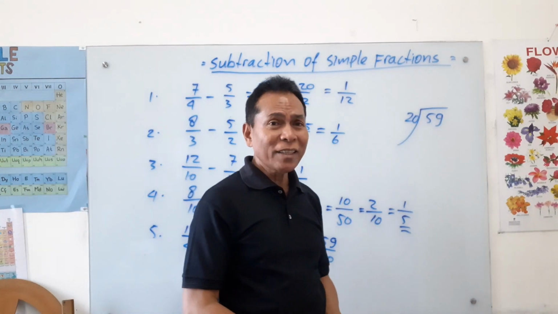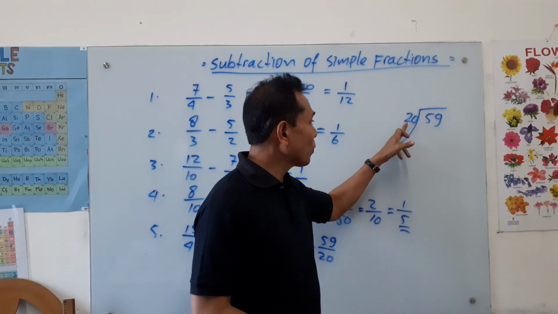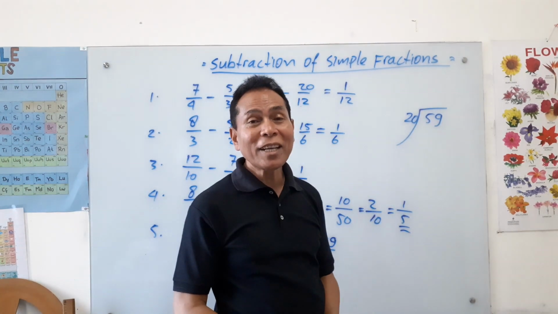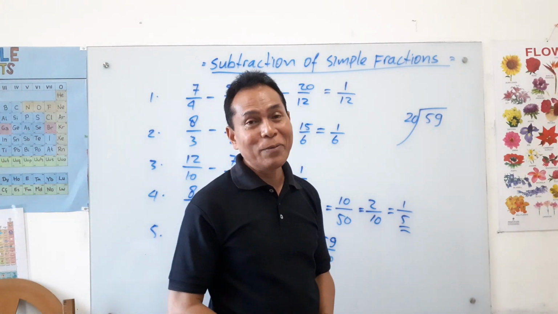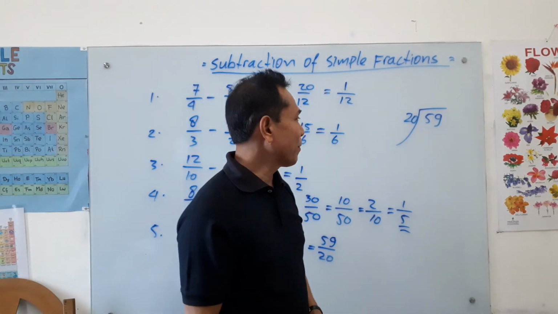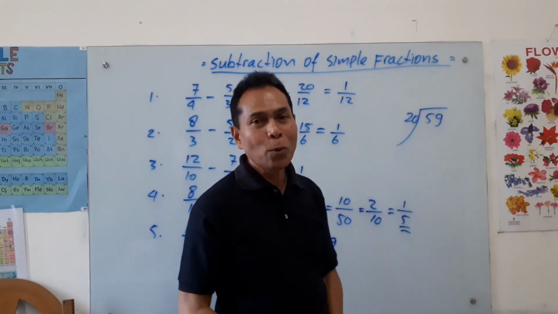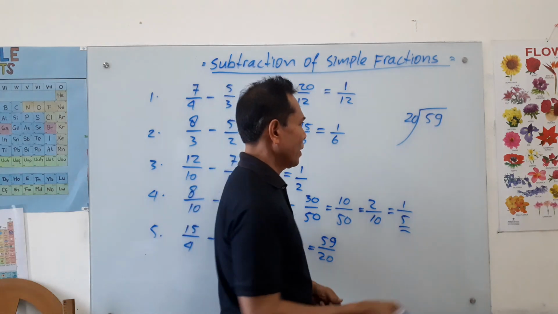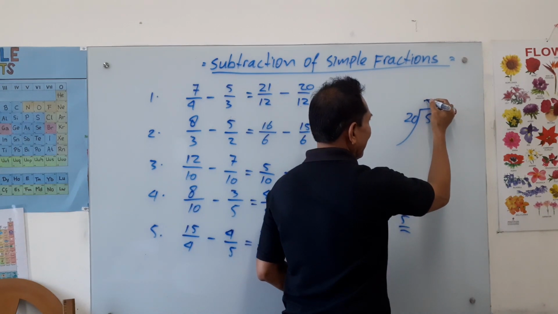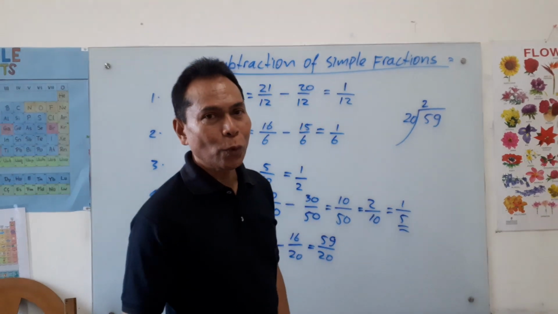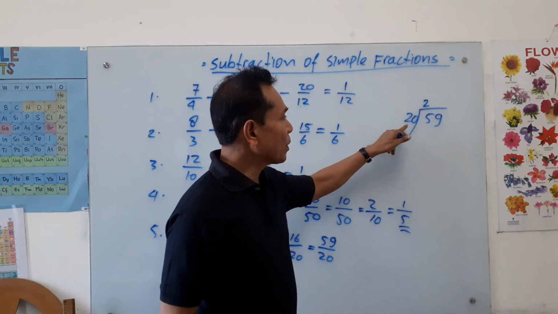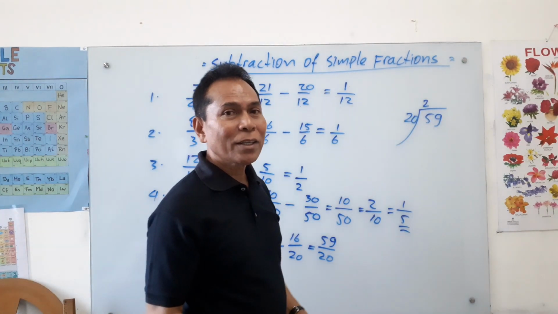So shall we take it? 3. 3 times 20 is 60. Shall we take it? No, we cannot. Even though it's just 1 above, we cannot take it. So we take 2. Okay? So here, you put 2 here. Okay? 2. 2 times 20 is 40.